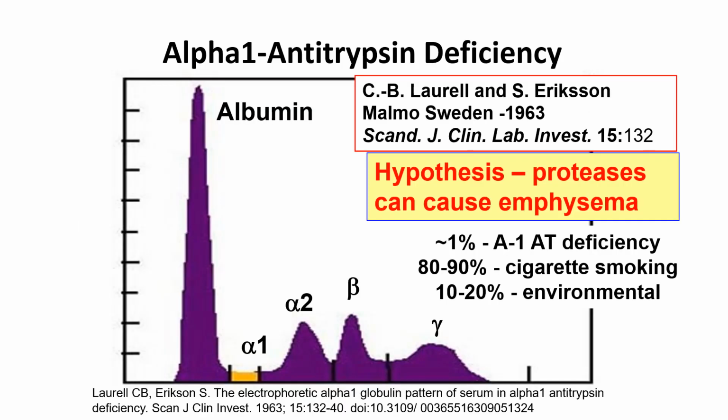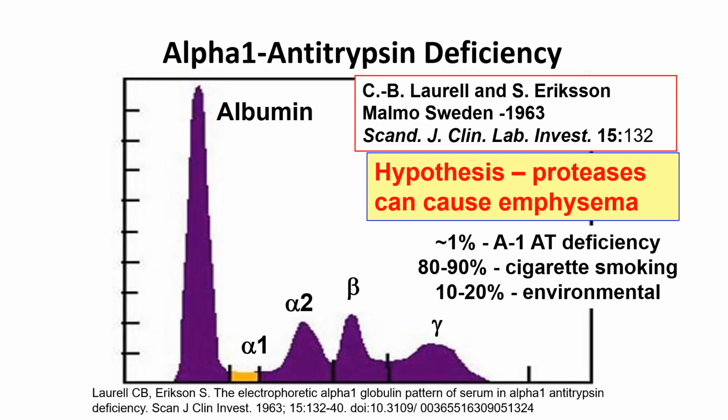Now, alpha-1 antitrypsin deficiency came to the fore in 1963 through the work of a biochemist, C.B. Laurell, and a physician named Eriksson. And they were working in Malmö, Sweden. And Eriksson had a number of patients that were young and had emphysema, and he wanted to know why.